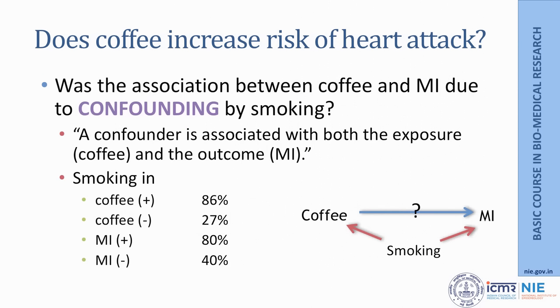And then of course, there's confounding. Could it be that this association that we saw between coffee and heart attack, what we call myocardial infarction in medical terminology, could it be confounded by smoking? Smoking is a known risk factor for heart attack. It's also known that those who are smokers are more likely to be coffee drinkers. And it's possible that because we may see more smokers among the coffee drinkers and more smokers among those who had a heart attack, the association that we are seeing between coffee and heart attack is not due to the actual coffee, but it's because of the effect of smoking on heart attack. So the results of this association between coffee and MI could have just been confounded by the effect of smoking.